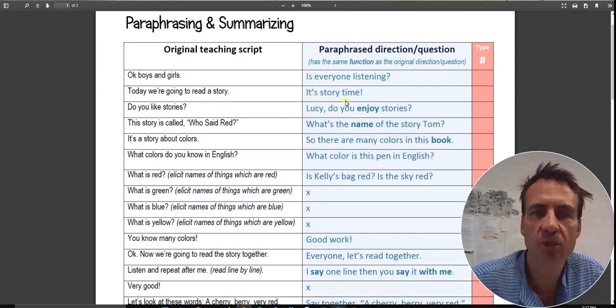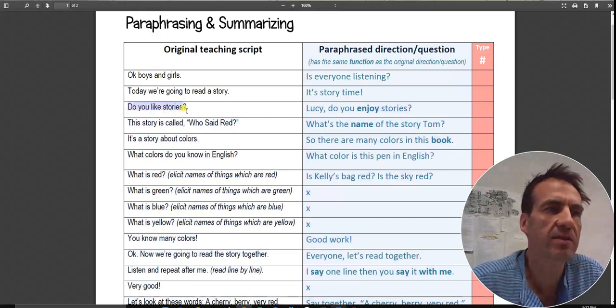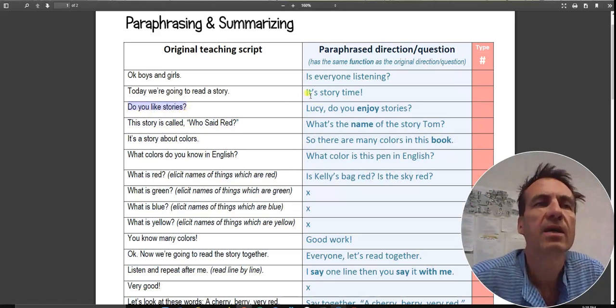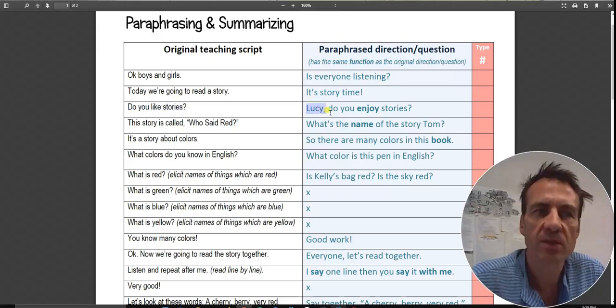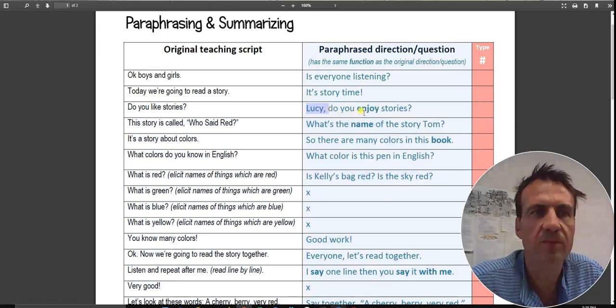It's story time, another way to build motivation. Do you like stories? I'm speaking to the class generally, so they hear it the first time. And then I ask one student, Lucy, do you enjoy stories? So I'm asking one student. I've also changed one word, the verb, to enjoy.